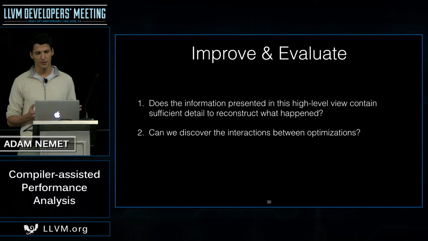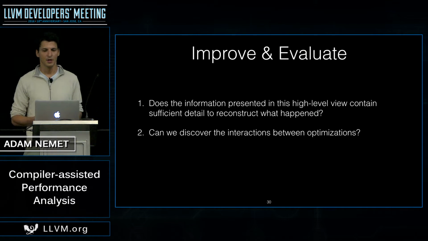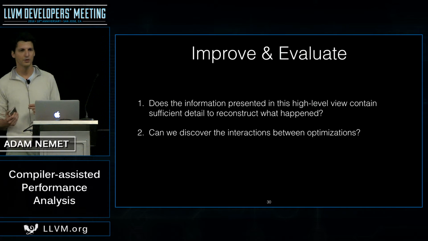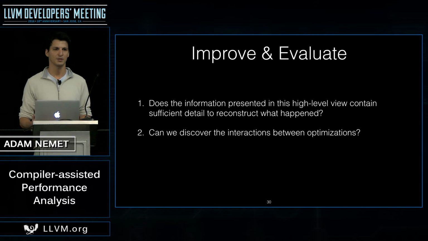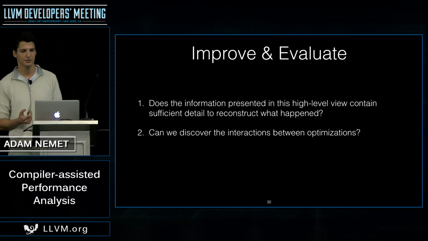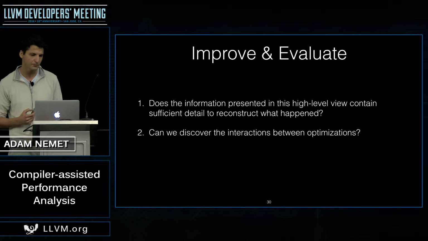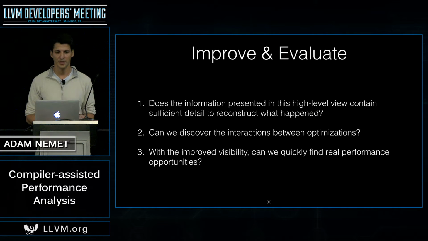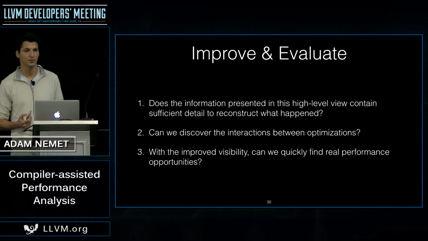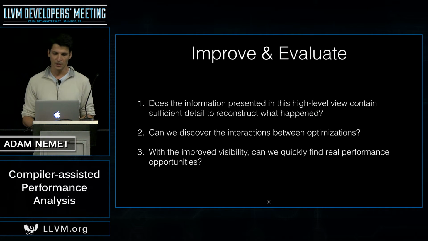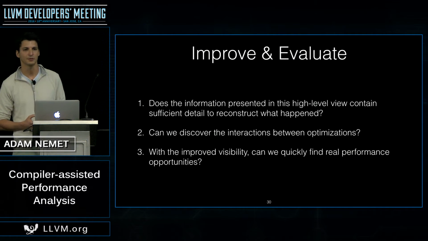Two, which is related to this, is whether we can discover good and bad interactions between the optimizations. That's so important in the compiler. That's the basic design principle, and we want to see whether this is actually working. And then, of course, like any performance analysis tool, I was interested in whether, with the improved visibility, we can find real performance opportunities.